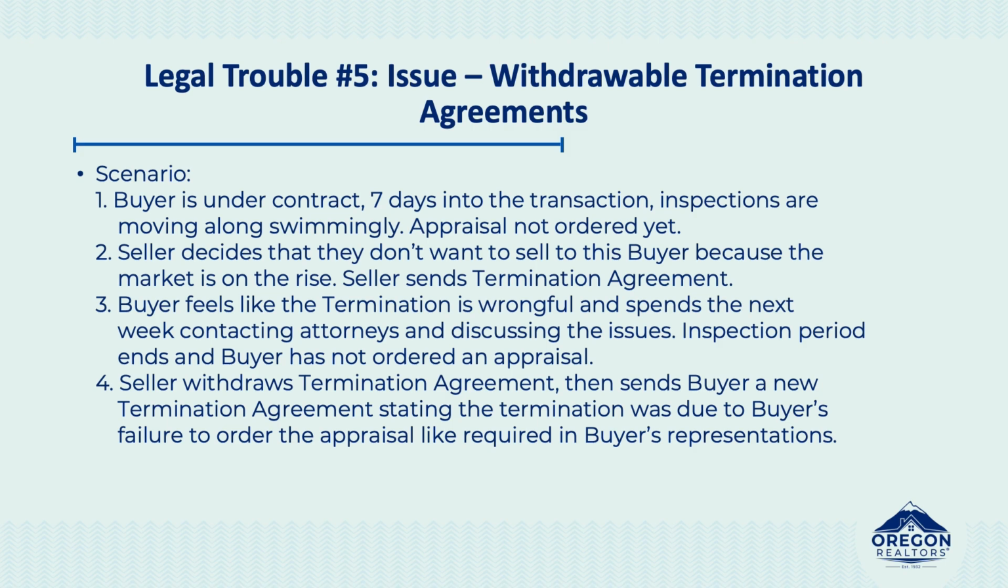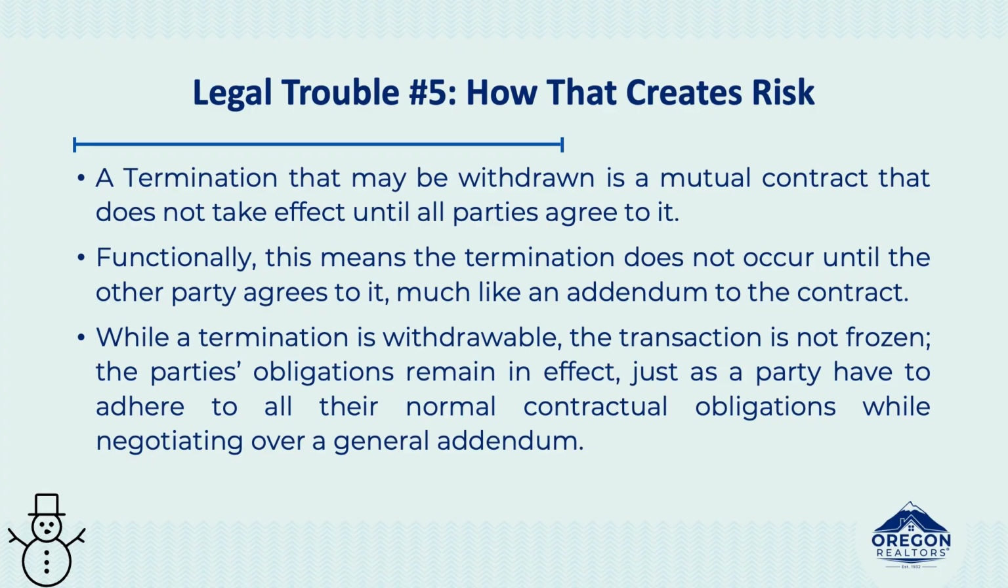A termination that can be withdrawn is a mutual contract, and it does not take effect until all parties agree to it. There's even some Oregon law that says a termination that can be withdrawable, that says I terminate but maybe not, is not a valid form of termination at all at Oregon law. Functionally, what this means is if you have a termination document that says it doesn't occur until both of us agree it occurs, or I can take it back at any time, it adds very little to the contract, and it functionally means that your obligations are not frozen. If I send a withdrawable termination, you're supposed to keep acting until we can mutually agree to a termination, because that termination document doesn't operate as a termination. It does not do anything until both of us agree.